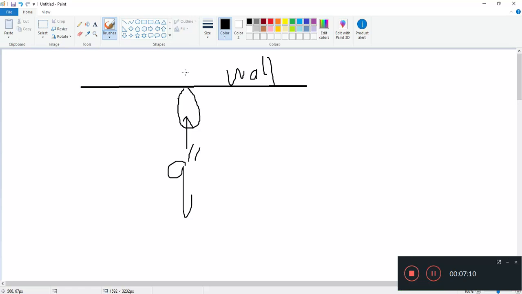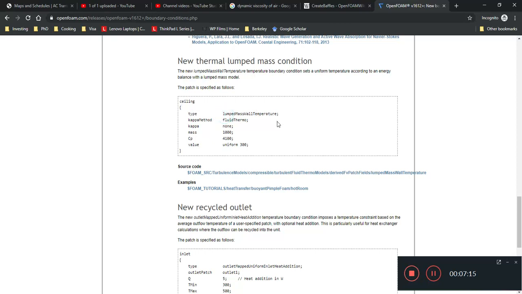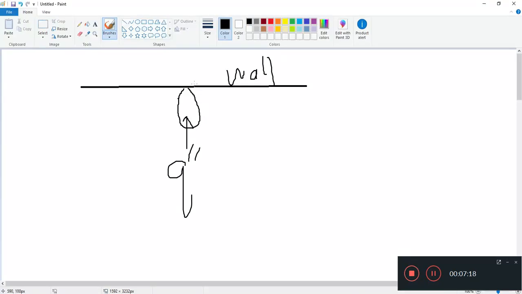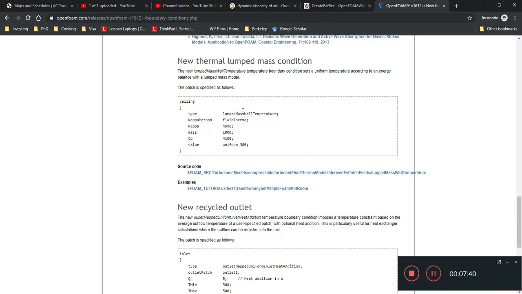But now we have this lumped mass wall temperature. What it means is that this thing will definitely heat up, but we won't have a hot spot here and the rest of the place cooler. They will take the wall as one entire, very conductive material, and the heat received by this part is spread evenly across the whole wall. So there's an energy balance, yes, the wall does heat up, but it heats up evenly throughout. It sets a uniform temperature.